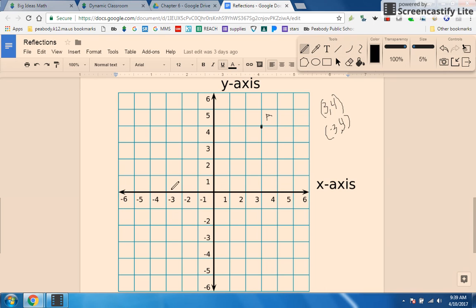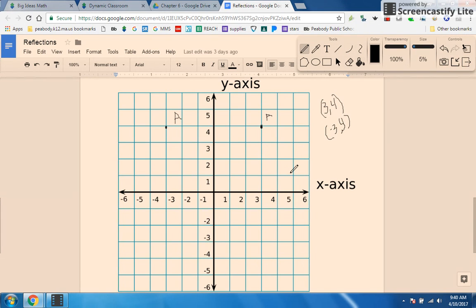We're going to go 3 to the left and up 4. So that's our reflected point. We've literally picked it up and threw it over the y-axis. That's basically what you're doing. So we still have to be 3 spots away, but instead of 3 spots away to the right, we're 3 spots away to the left, and that's why your x becomes the opposite. It's still 4 spaces high, which is why the y stays the same. So that's flipping over the y-axis.